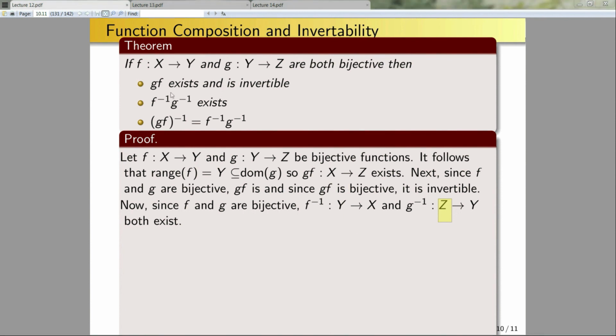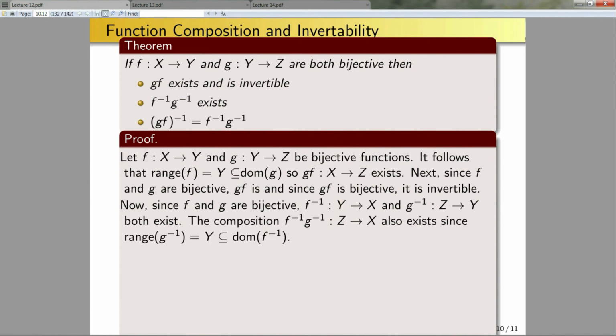Okay, so now I need to show that this composition f inverse g inverse exists. Well, that's pretty trivial. The codomain of g inverse is Y and the domain of f inverse is Y. Thus, the composition f inverse g inverse also exists, since what I just said in words. So that's done with the second part.